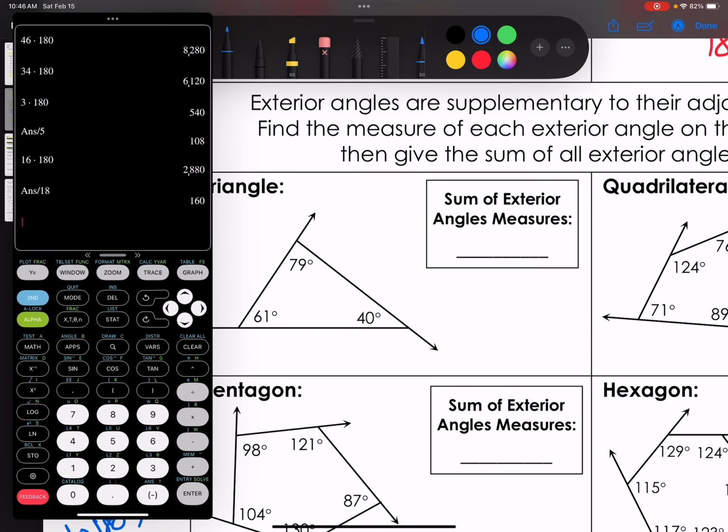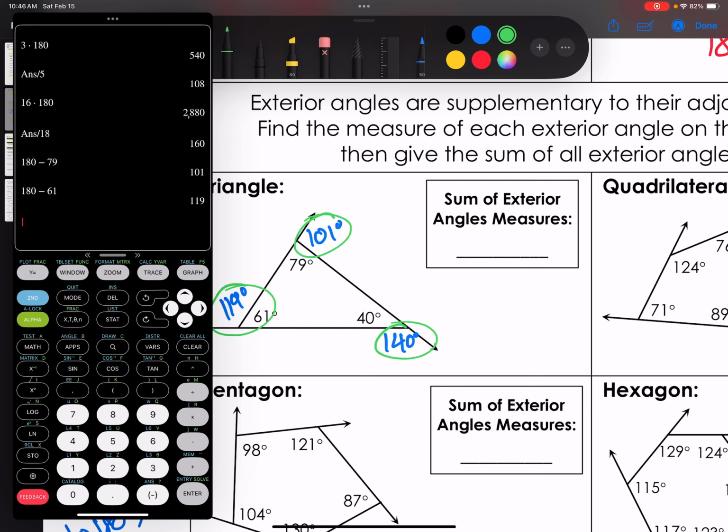Let's find all these exteriors. So I'm going to take 180 minus 79. I get 101 degrees here. 180 minus 40 is 140, and then 180 minus 61 is 119. Okay, so now what I'm doing is instead of adding up all the inside, which I know is going to be 180, I'm going to add all of these outside angles. So I'm going to do 119 plus 101 plus 140, and that gives me 360 degrees, okay, which is different.